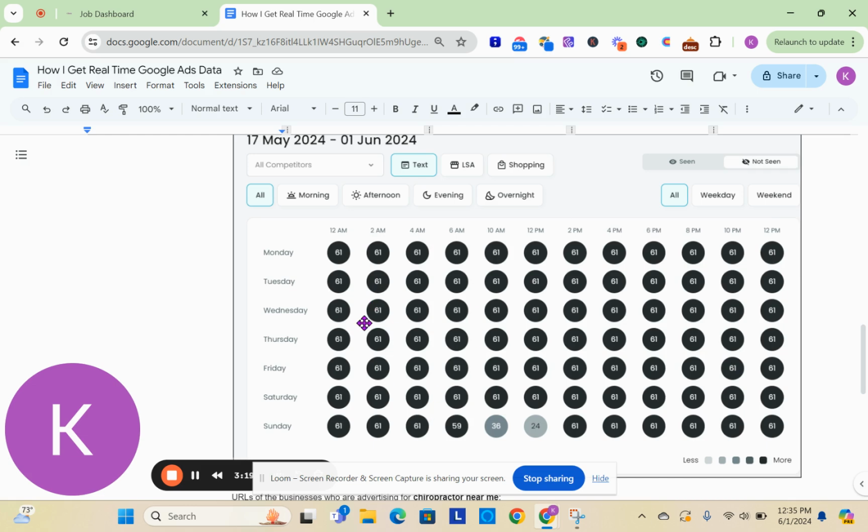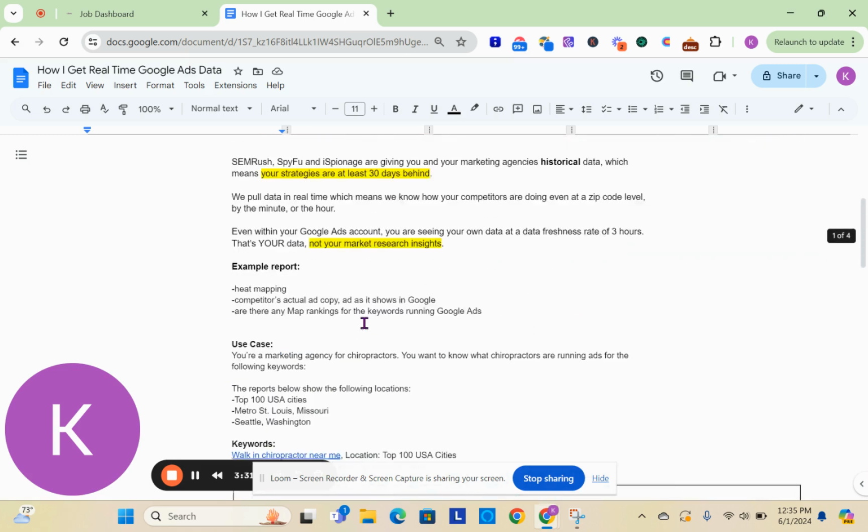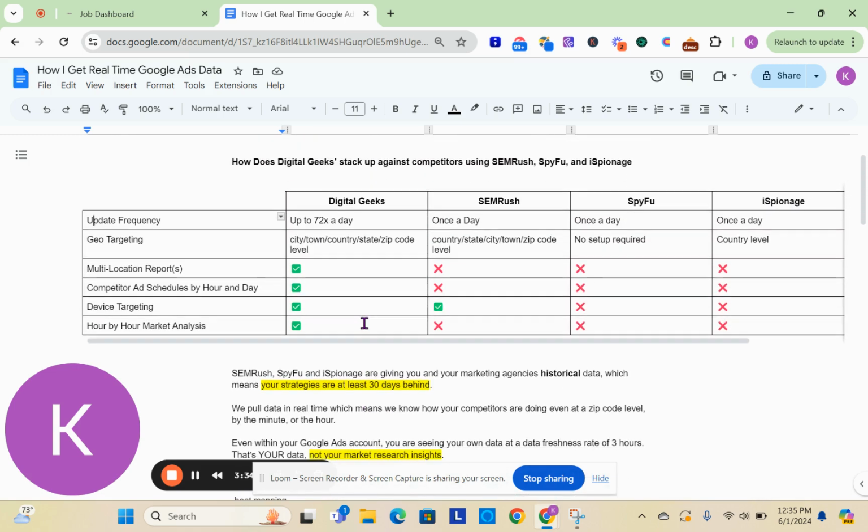Now, why do I keep stressing this? Because we also can run the software per minute, every minute. Let's say you just wanted to know over the next 10 minutes what chiropractors near me across the top 100 cities were doing. We can pull that data for you. We can do device targeting, so we can do mobile and desktop ads. And then we can also do hour by hour market analysis.